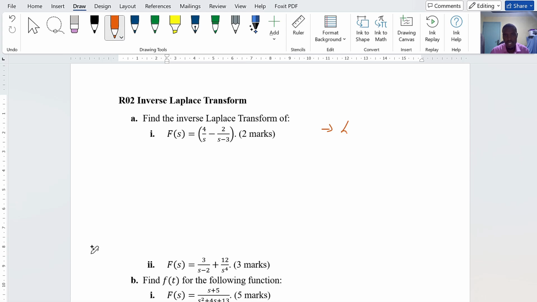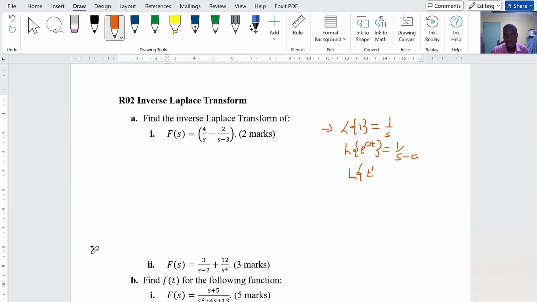Recall that the Laplace transform of 1 is just 1 over s. You also recall the Laplace transform of e^(at) is 1 over s minus a. So inverse means we are now moving from here back to this. So it's just the same table, but now we are going opposite.